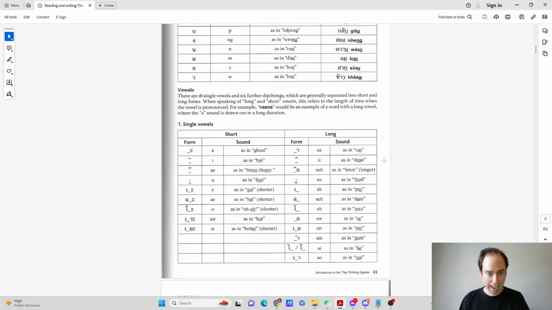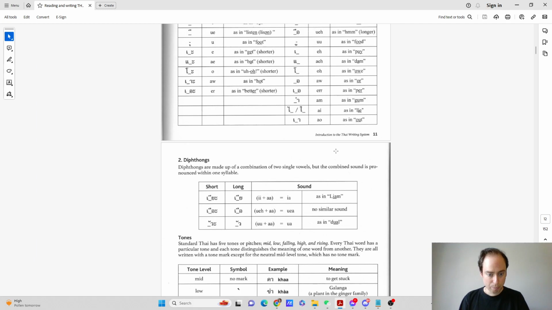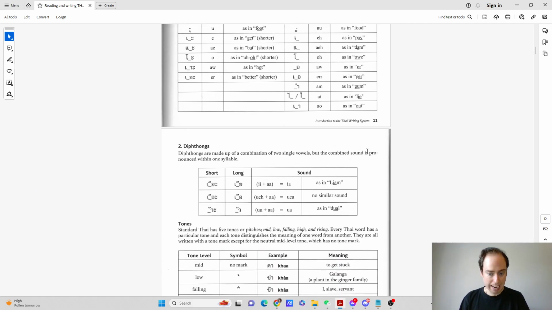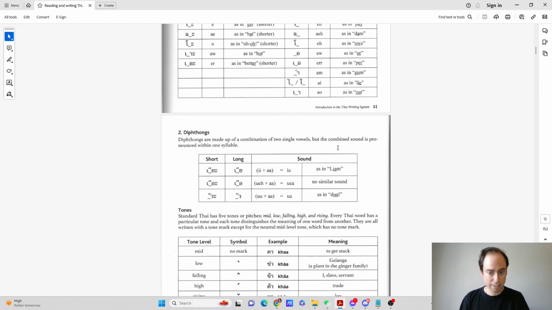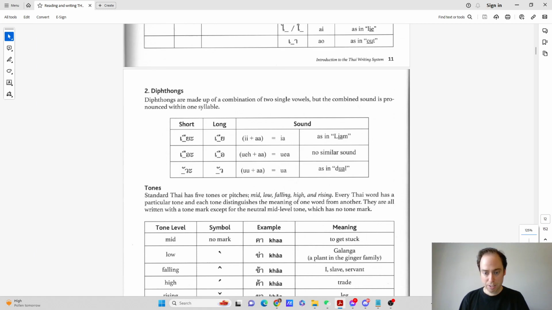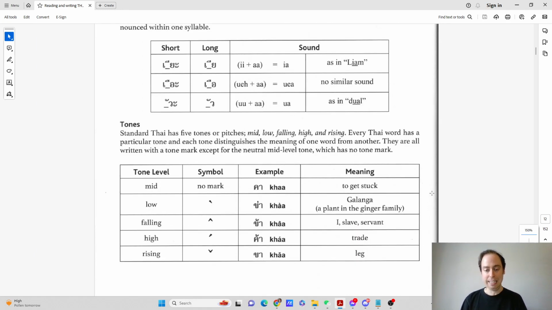And we have vowels. So one thing that I want to look at before I get into the consonants and the vowels is down here, the tones. So Thai is a tonal language, which means you could say the same sounds, but depending on how you pitch your voice, the meaning could change.